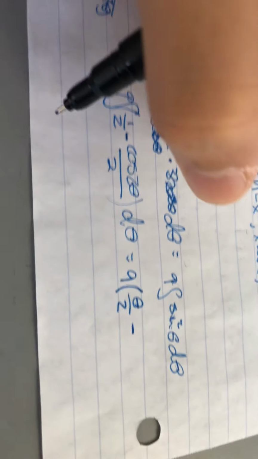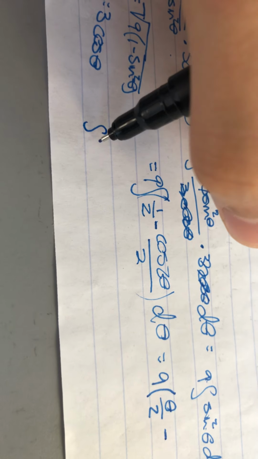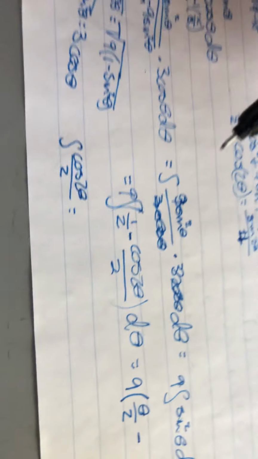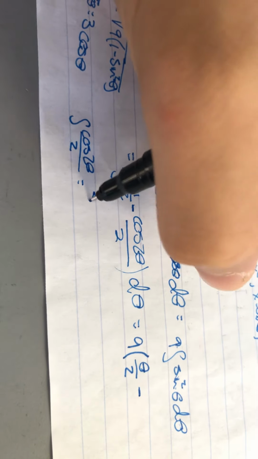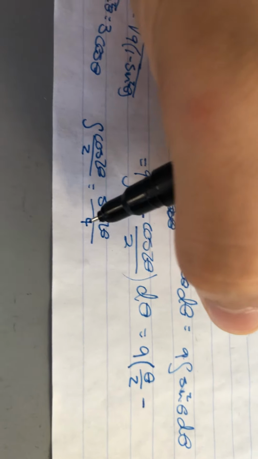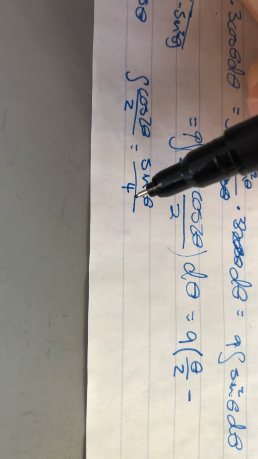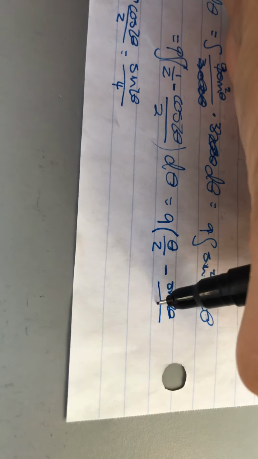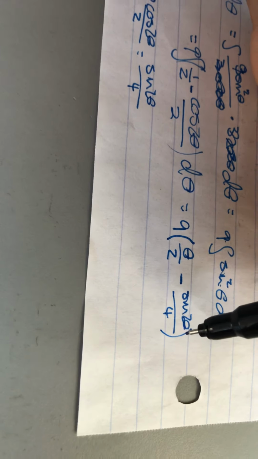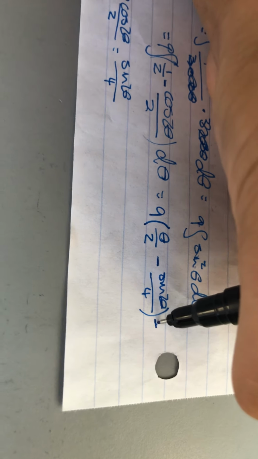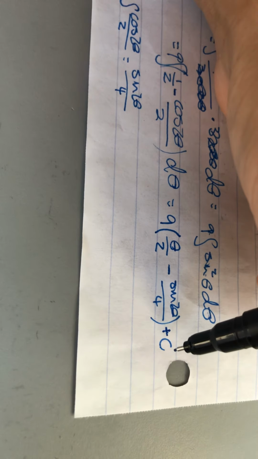I'm going to need to figure out the integral of cosine of 2 theta over 2. Now remember how we have it over here. It's equal to sine of 2 theta over 4. So I'm just going to plug that in over here. Minus sine of 2 theta over 4. And now, since we took the integral, we get rid of that d theta. And now it's just plus C.